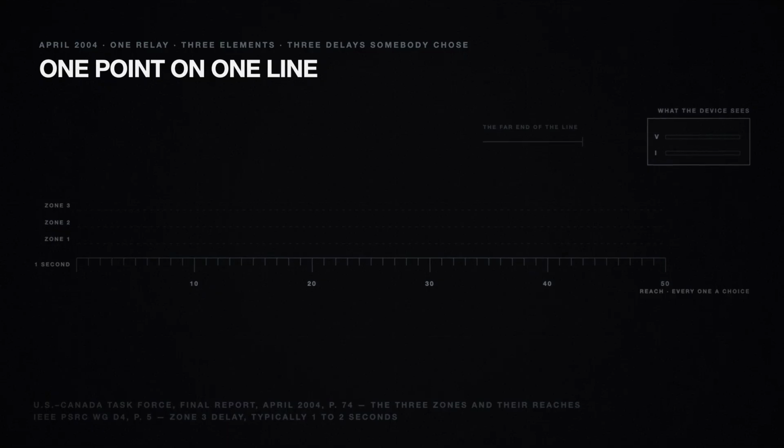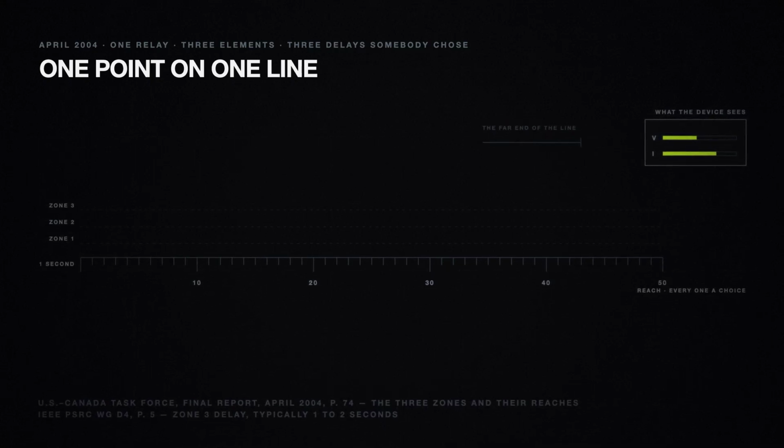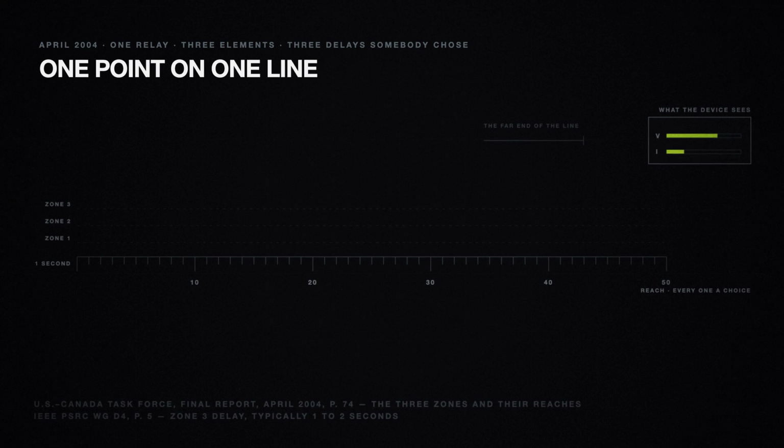In April 2004, a joint American and Canadian investigation wrote down what the commonest protective device on a transmission line can see: the current through it and the voltage at one end. Its own words. The most common protective device for transmission lines is the impedance relay, also known as a distance relay. It detects changes in currents and voltages to determine the apparent impedance of the line.